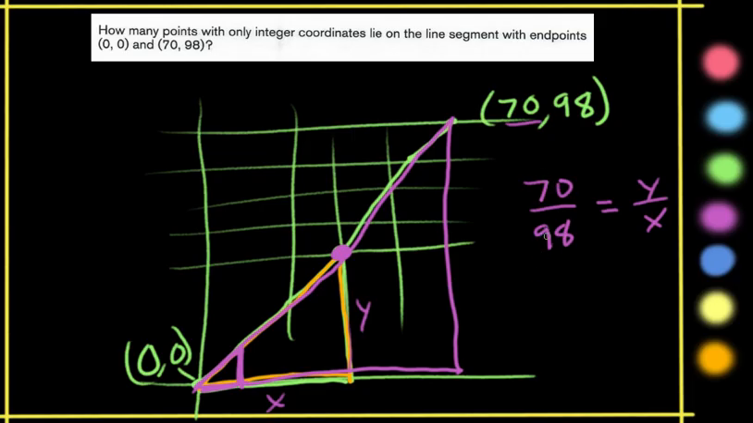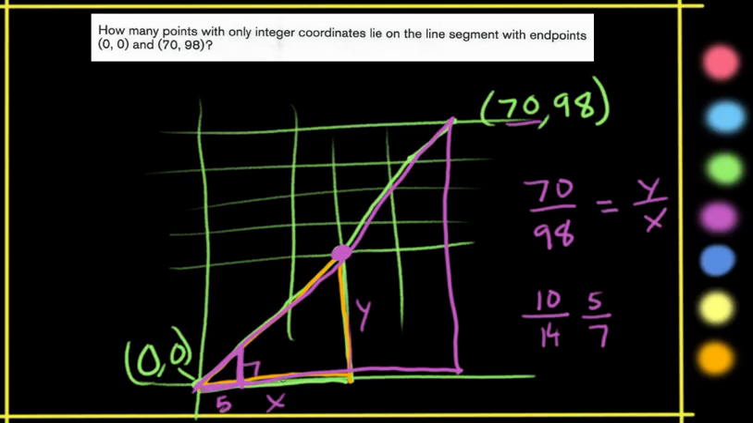So we can divide both top and bottom by a 7, I believe. That will give us 10 divided by 14, which means we can still simplify it more. We can divide by a 2. That will give us 5 over 7. Okay, so the smallest triangle you could have is 5 and 7 here.